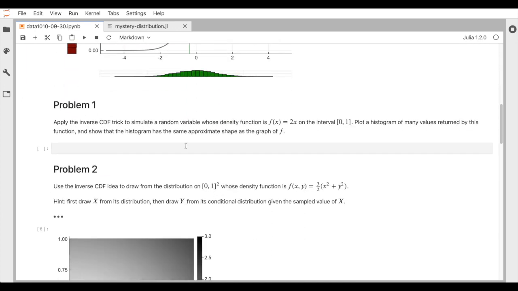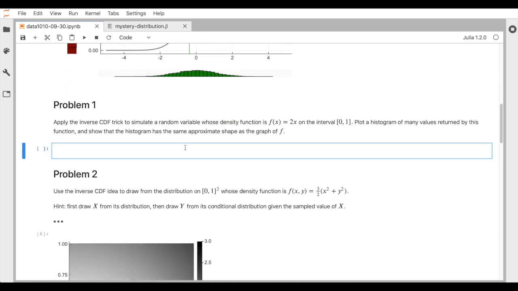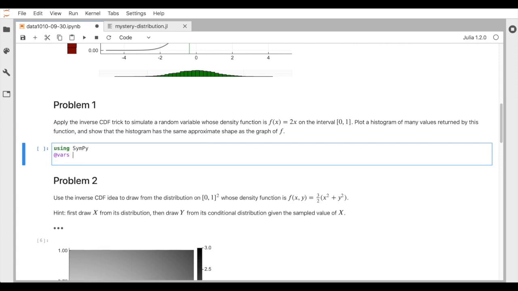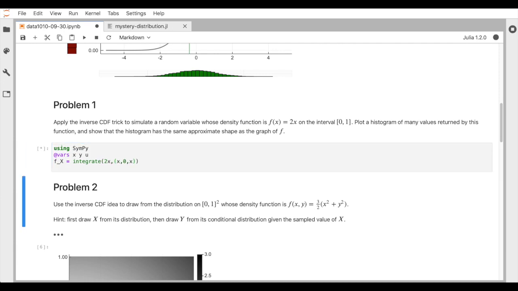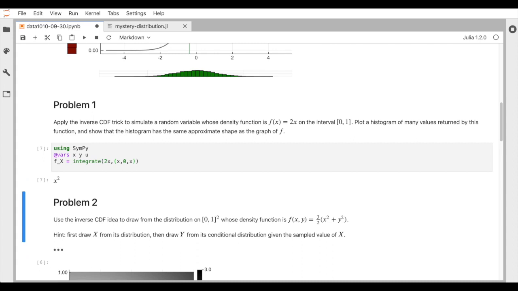So in the first problem, we're going to apply this trick to simulate a random variable whose density function is 2x on the interval from 0 to 1. And we'll check that we've done something sensible by drawing from the distribution many times and plotting a histogram. So let's use SymPy to do some of our symbolic calculations. So first we want to find the cumulative distribution function, and we get that by integrating the density. And we find that the cumulative distribution function is the squaring function on the interval from 0 to 1.